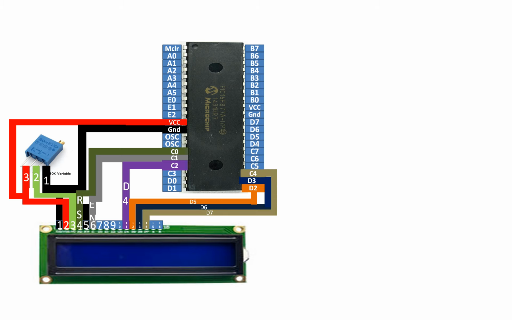Then guys, for the pin number 14, that is data pin 7, I'm going to connect it to the pin number 23 of the PIC like this. That is pin number C4. Now guys, in this way, our LCD data pins are connected.